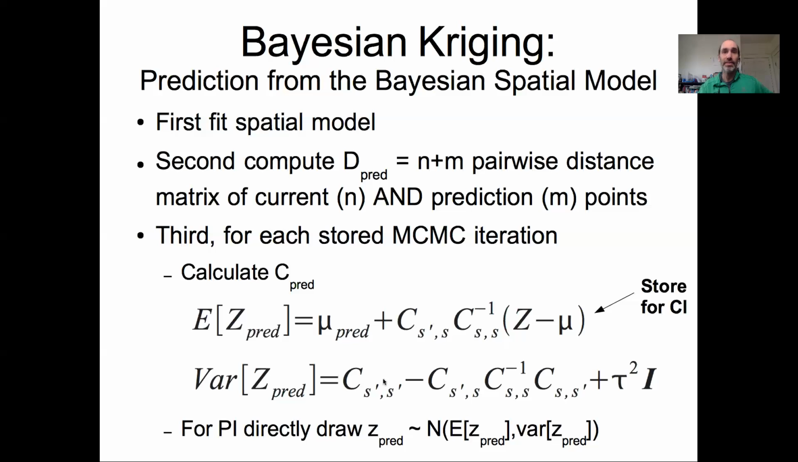And then for the variance, there's another ugly term that involves submatrices, where we have the spatial covariance just among the new points, the spatial covariance among the original points, the spatial covariance between the new points and the old points, and then the nugget variance, this non-spatial component of the variance. So this is calculating the overall mean and the overall variance for our predictions. And so to make a predictive interval, we would then draw our z-pred from a normal distribution with this expected value and that variance.